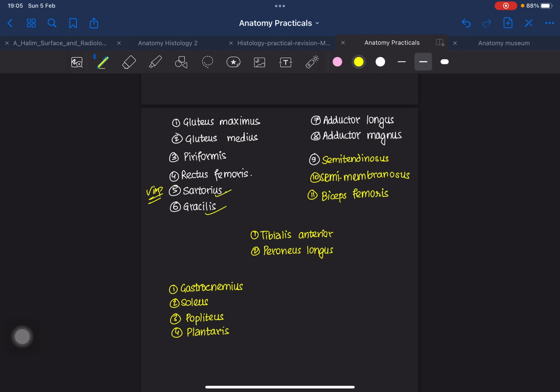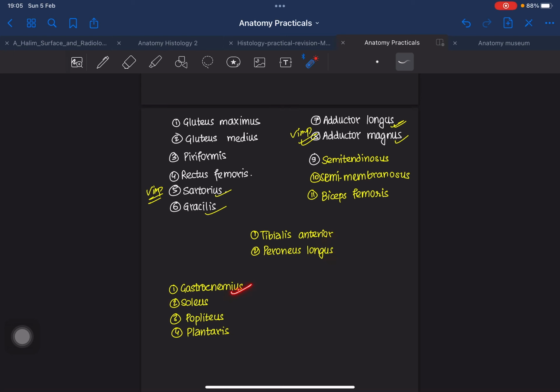Okay, this is the gracilis, also important. Okay, similarly, adductor longus is very important. Adductor magnus is very important. Okay, now semitendinosus, it was asked in the university exam, so it obviously is important. Semimembranosus, biceps femoris. Okay, also know about tibialis anterior and peroneus longus.